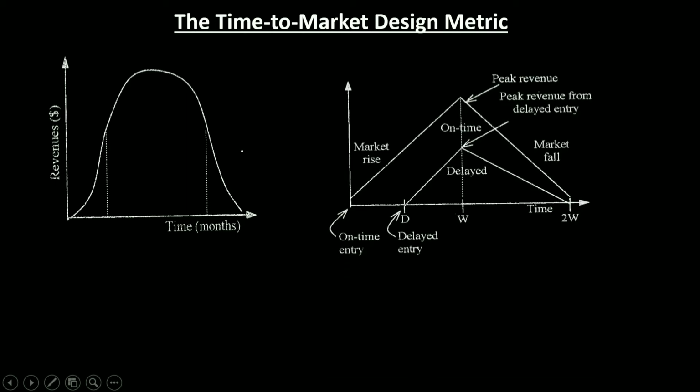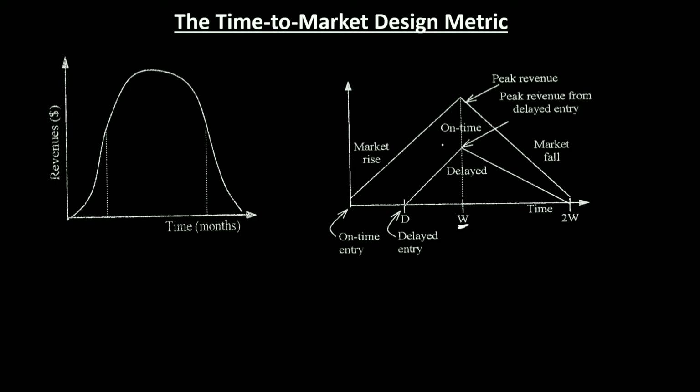This model assumes the peak of the market occurs at the halfway point, denoted as W, of the product life, and that the peak is the same even for delayed entry. The revenue for an on-time market entry is the area of the triangle labeled on time, and the revenue for a delayed entry product is the area of the triangle labeled delay.